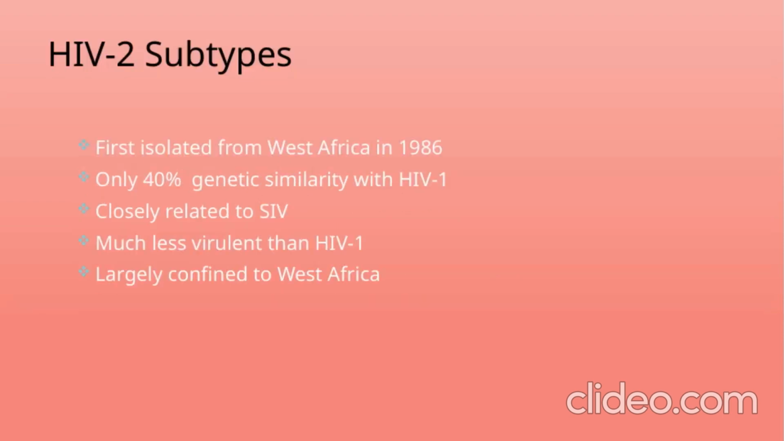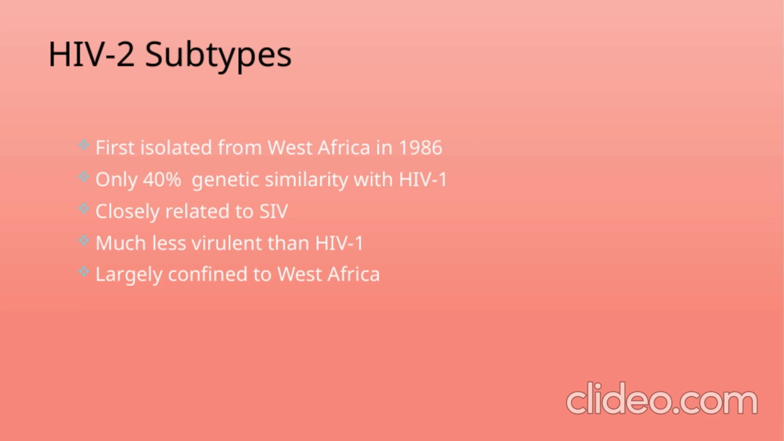So, the first case of HIV-2 was isolated from West Africa back in 1986, which really marks a key point in understanding its origins. Unlike HIV-1, HIV-2 shares only about 40% of its genetic material with HIV-1, highlighting that they are quite different at a molecular level. Interestingly, HIV-2 is closely related to SIV, or simian immunodeficiency virus, which suggests it originally jumped from primates to humans.